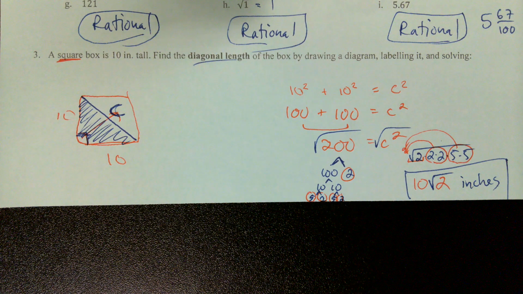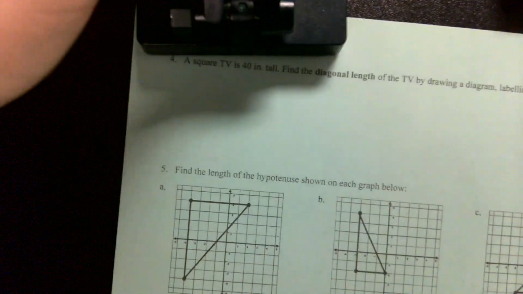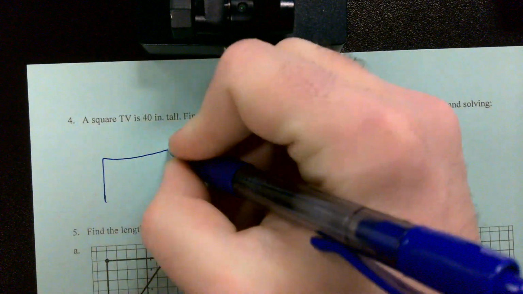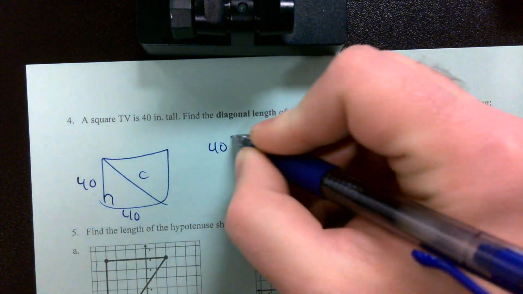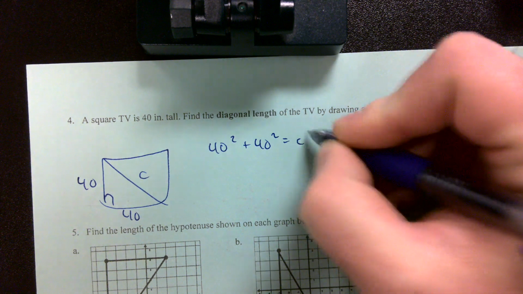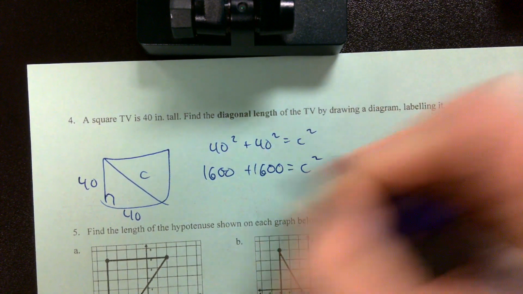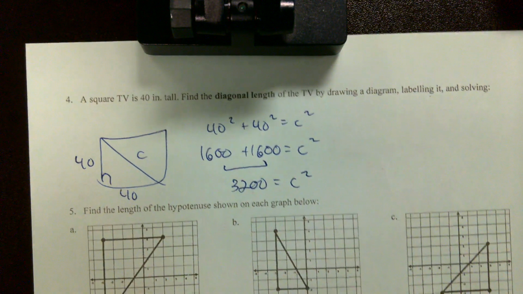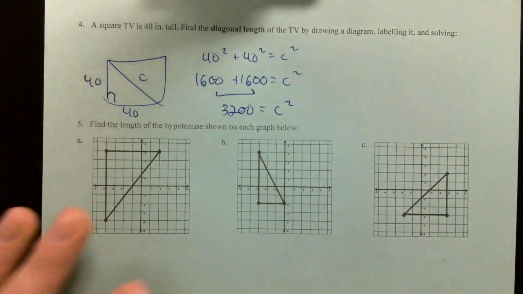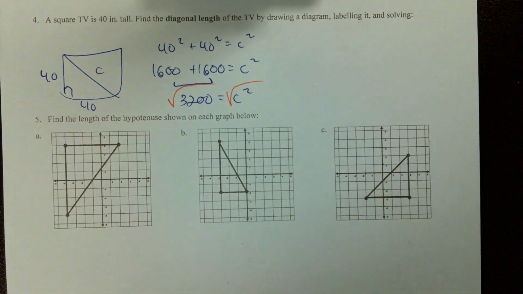All right, let's talk about this. We're running out of time. So I got a 40-inch tall TV. It is a square. I'm gonna do 40 squared plus 40 squared equals C squared. 1600 plus 1600 equals C squared. 3200 equals C squared. Right? Square root both sides.